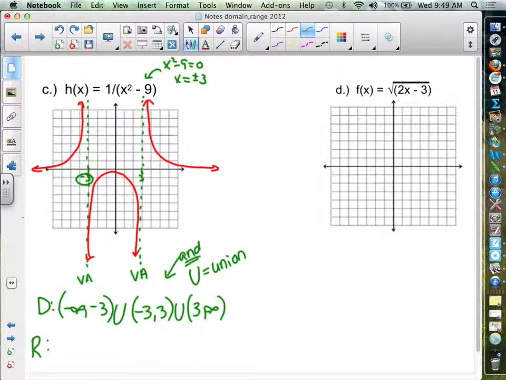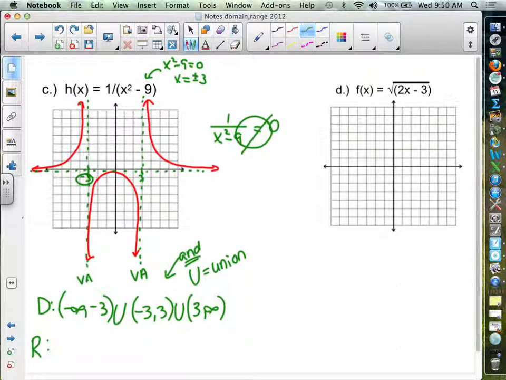My range, the graph comes up to the y-axis. It never actually equals 0. If you try to solve this equation, if you try to set it equal to 0, there's no value for x that's going to make this thing 0. So this can't happen. So it never actually touches 0. And we'll talk about horizontal asymptotes later on.